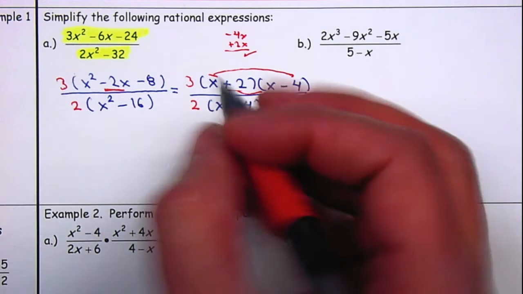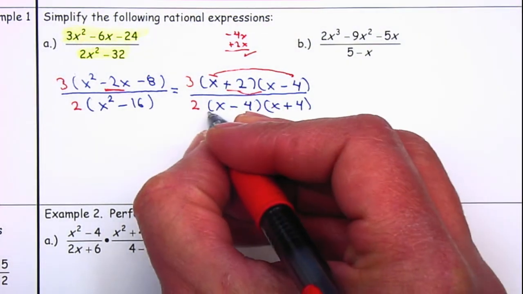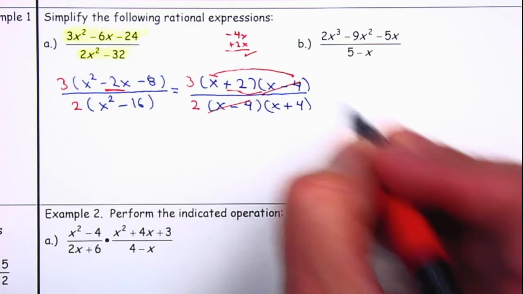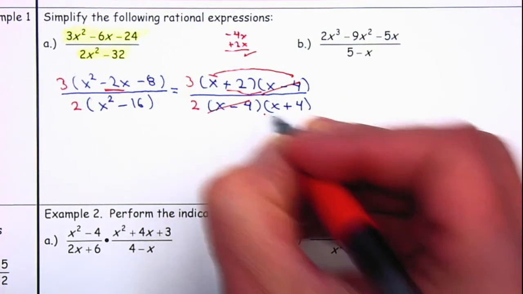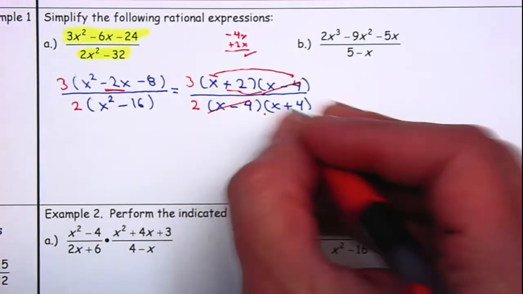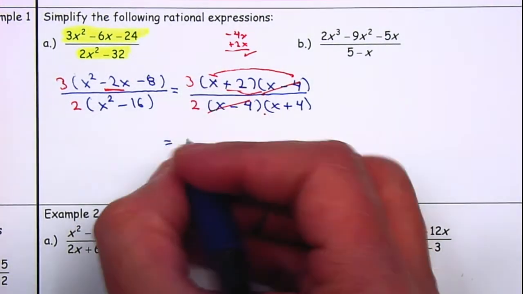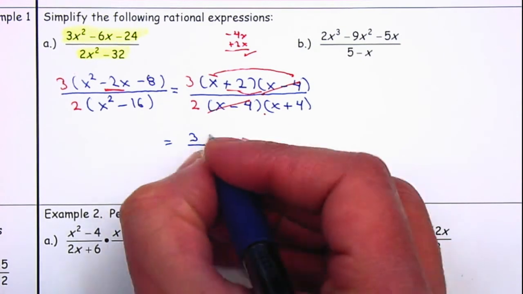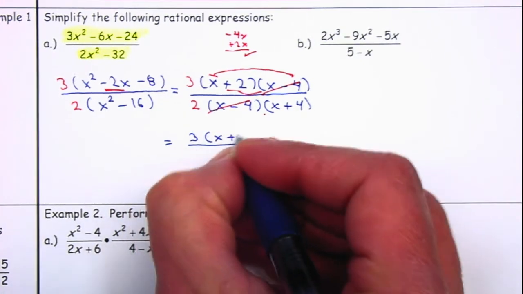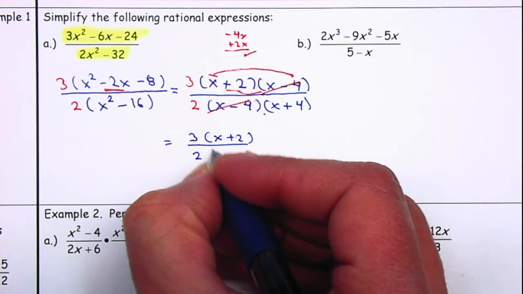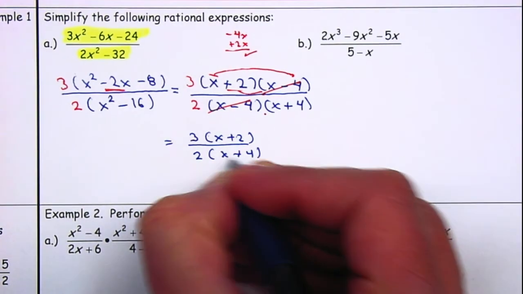Now we can cancel out. We can cancel the x minus 4 and x minus 4. The x plus 4 doesn't cancel. We can now reduce our fraction, so we just have 3 and x plus 2, and then we have a 2 and an x plus 4.